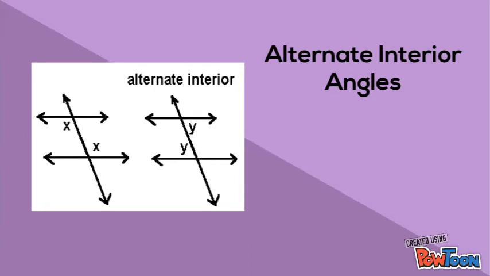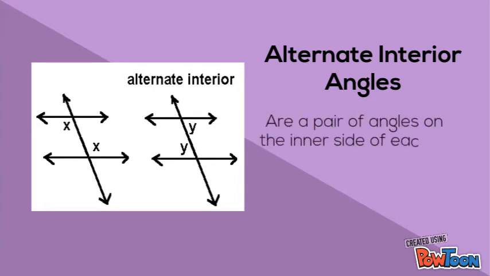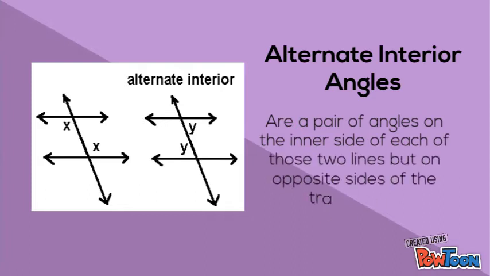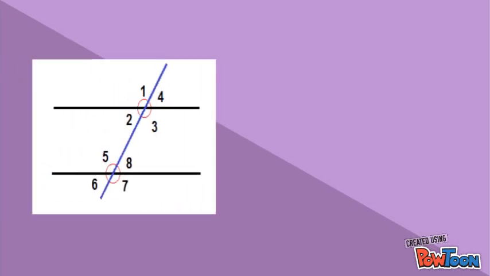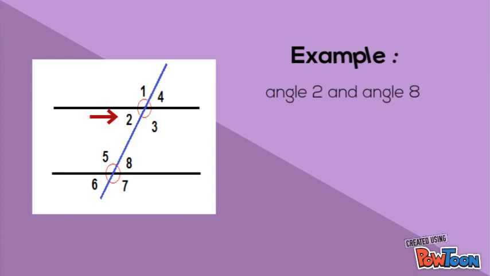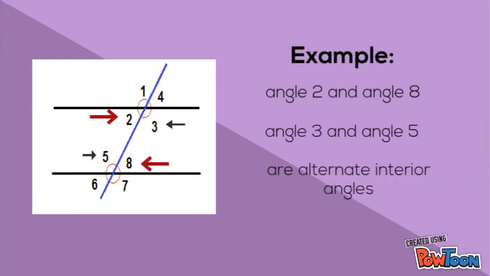What are alternate interior angles? It is a pair of angles on the inner side of each of those two lines but on opposite sides of the transversal. For example, angle 2 and angle 8, angle 3 and angle 5 are alternate interior angles.